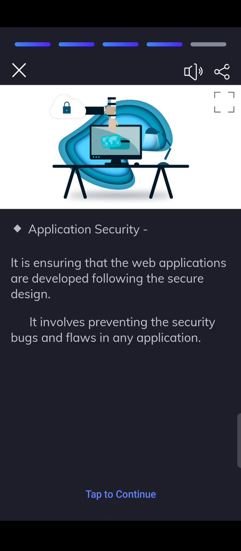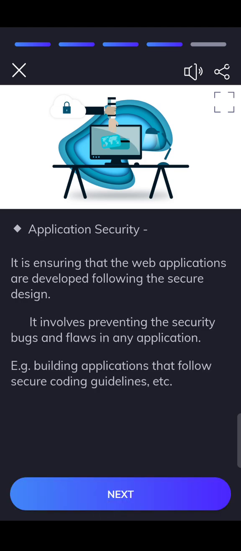Application security. It is ensuring that the web applications are developed following the secure design. It involves preventing the security bugs and flaws in any application. For example, building applications that follow secure coding guidelines, etc.